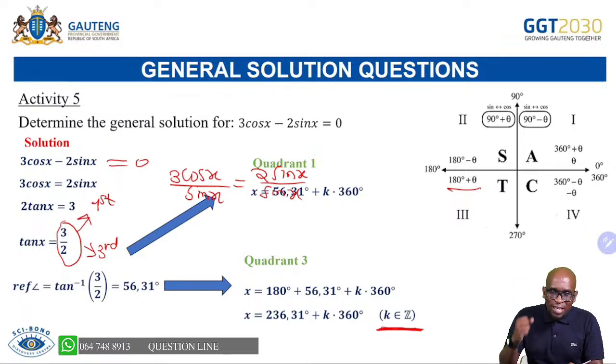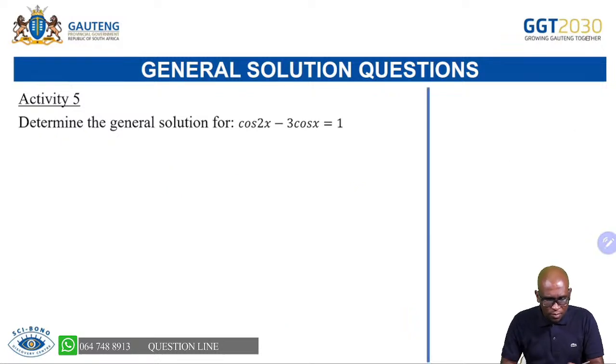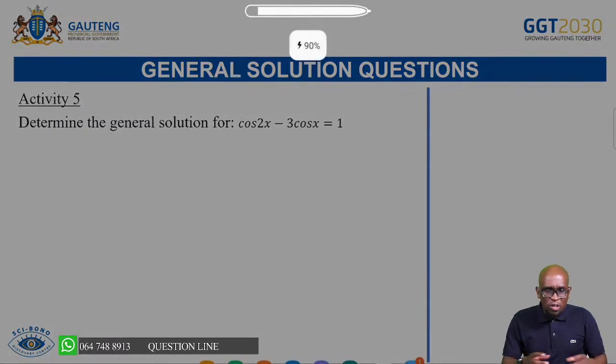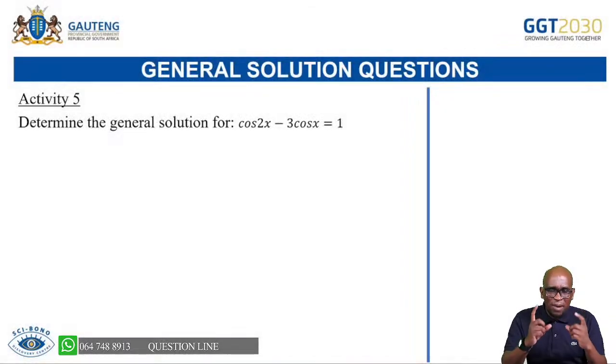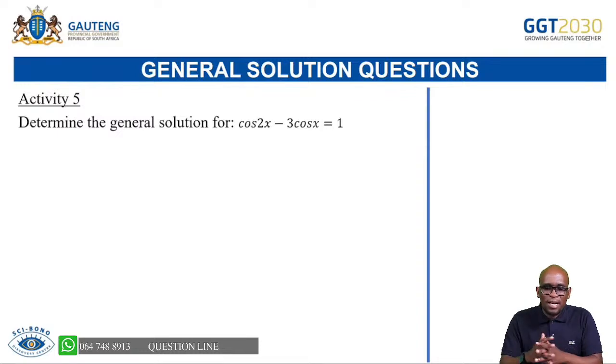Right, let's go to the last problem here that I will do with you. I'm interested in doing one that involves what? That involves factorization. Let's check now, activity 5. Now, if you look at this one, they say determine the general solution for cos 2x minus 3 cos x is equals to 1.